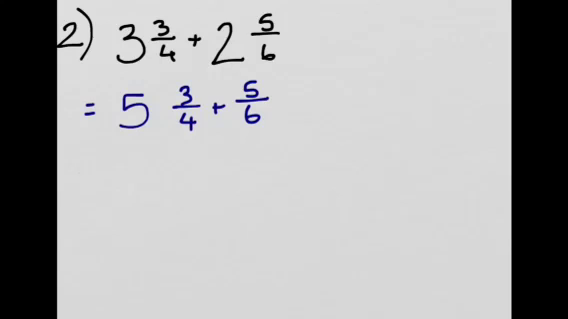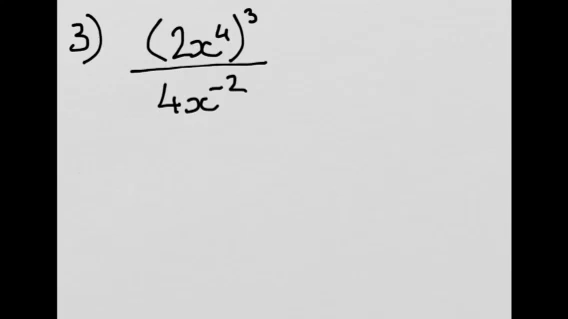Okay, so what I need to do here is I need to get a common denominator. So I need to pick the lowest common multiple of 4 and 6. Okay, so the first number that appears in the 4 and 6 times table, and I can put it all over the one denominator and then fully simplify.